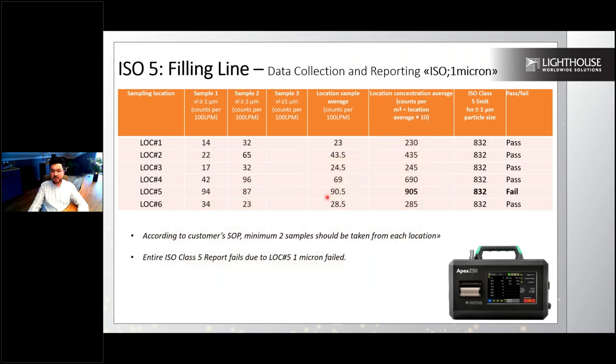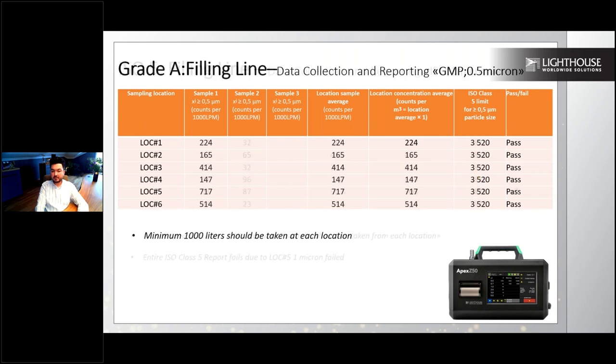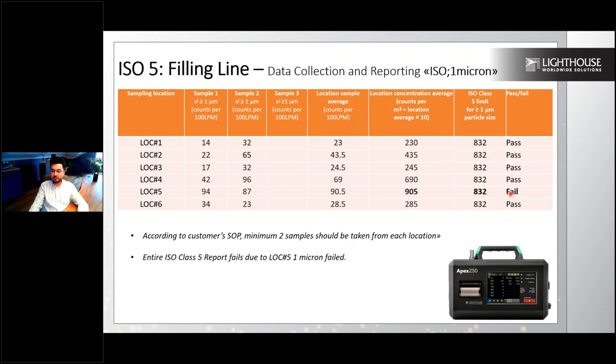So the next one is ISO 1 micron. In this one, the customer's SOP states, please take a minimum of 2 samples from each location. That's why I'm taking 2 samples. I'm taking the average, and I'm multiplying again by 10. Since all these locations are okay, except location number 5, my report failed, because if one location fails, the entire clean room fails too.